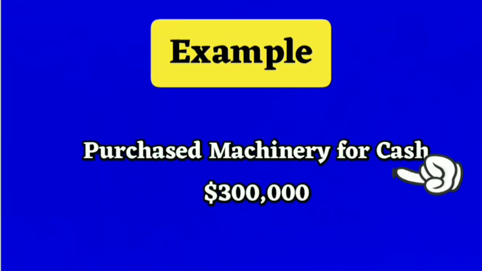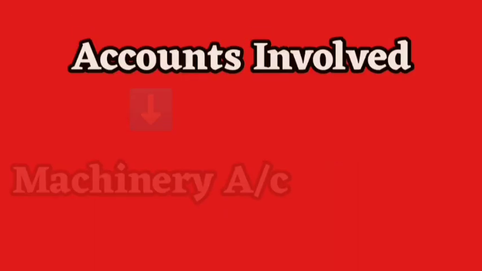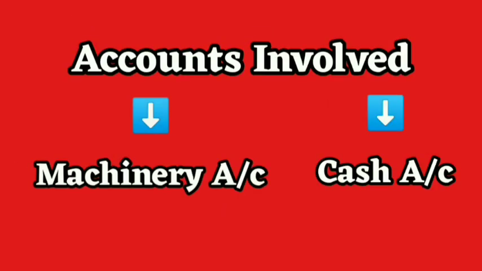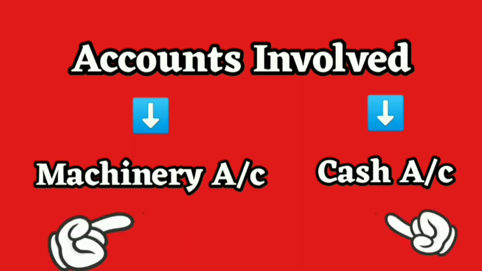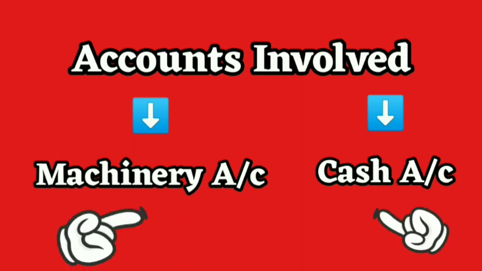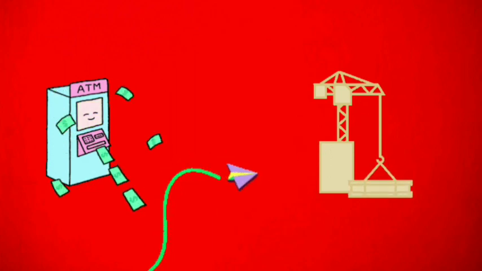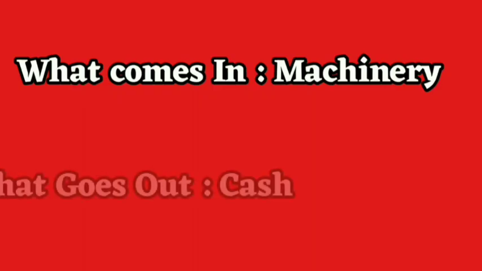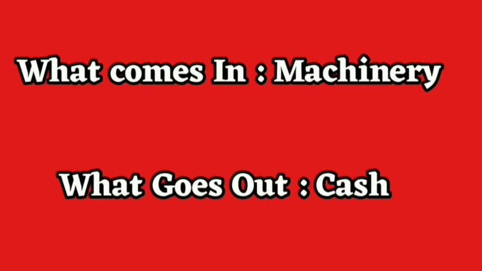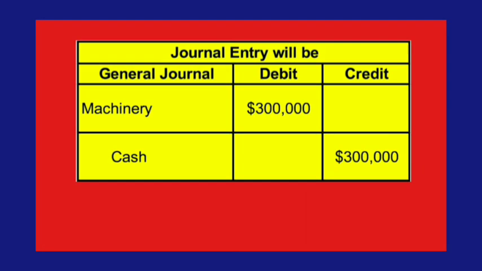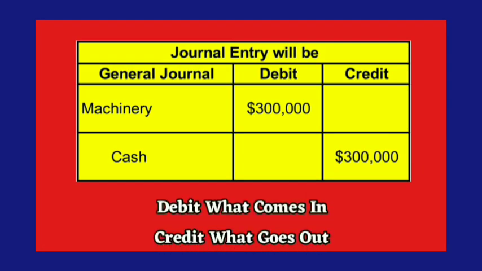Let's take an example. Machinery worth $3 lakh was purchased for cash. First of all, observe the accounts involved in the transaction. Two accounts are involved in this transaction, machinery account and cash account. As there is outflow of cash for purchasing machinery, as per the rule, what comes in? Machinery. What goes out? Cash. Therefore, the journal entry will be machinery account debit to cash account $3 lakh.